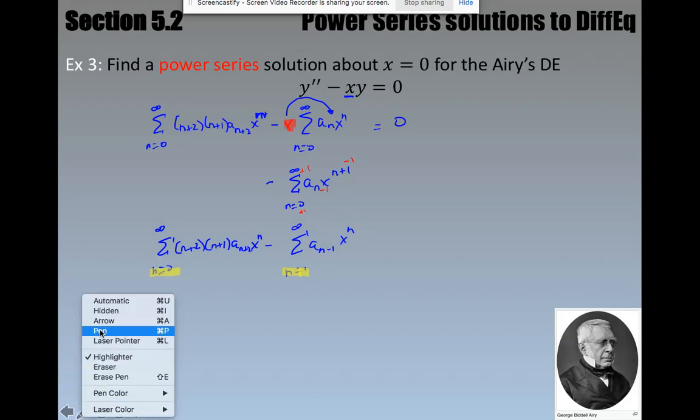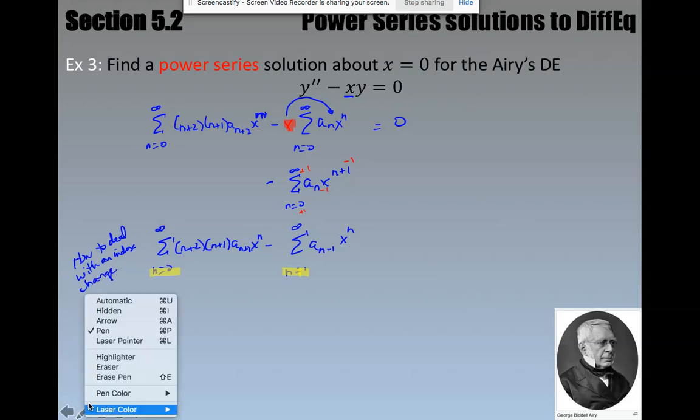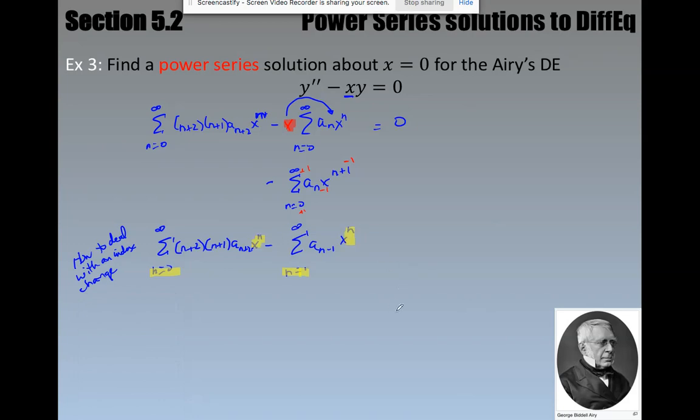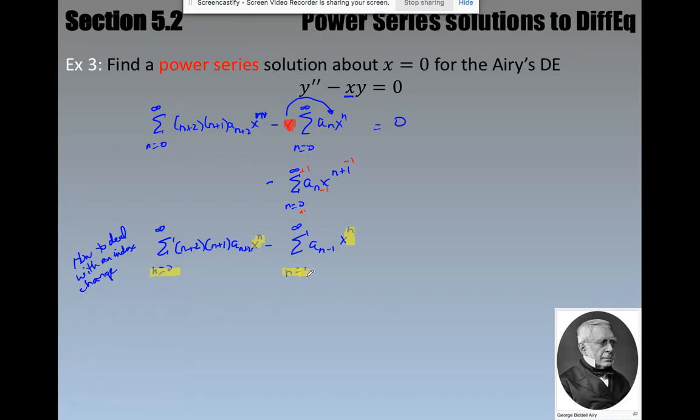So in order to deal with an index change where you don't want to affect the powers on x, instead of bringing this down to 0, you're going to move up. Move the low index up.